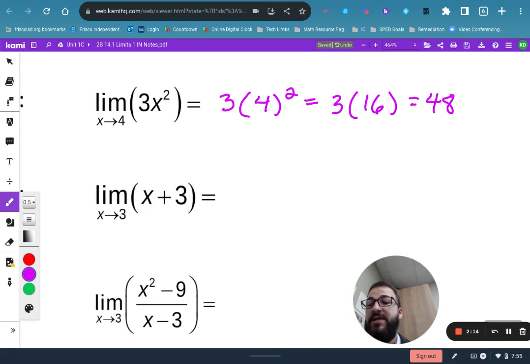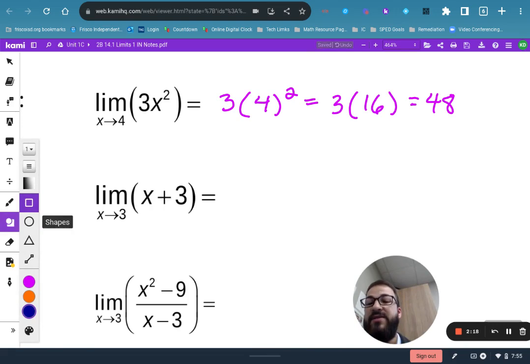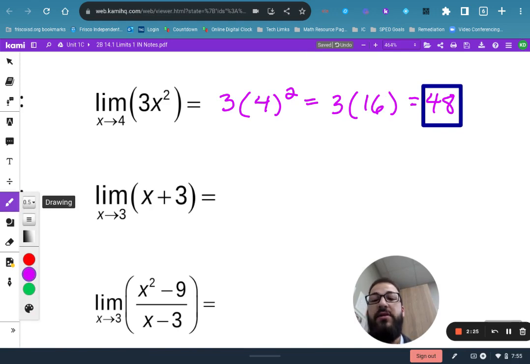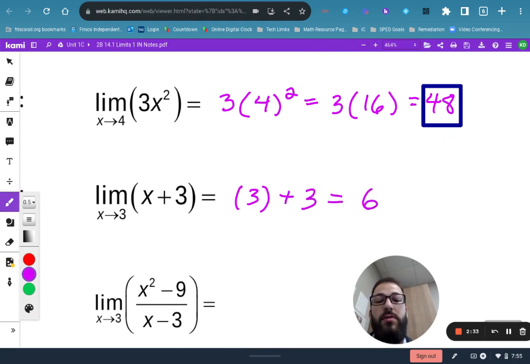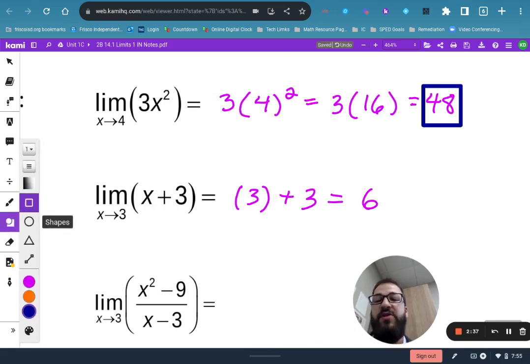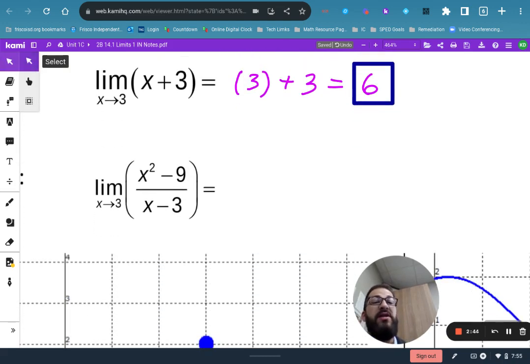Okay? Likewise, I can do the same thing for my next one. So I have the limit as x approaches 3 of x plus 3. So once again, I have a value of x and I have a function. So I can plug in my x value. So 3 plus 3 is equal to 6. So relatively straightforward so far, but we're going to see something a little bit different pop up on our next one, and this is what's going to really separate our limits from our functions.